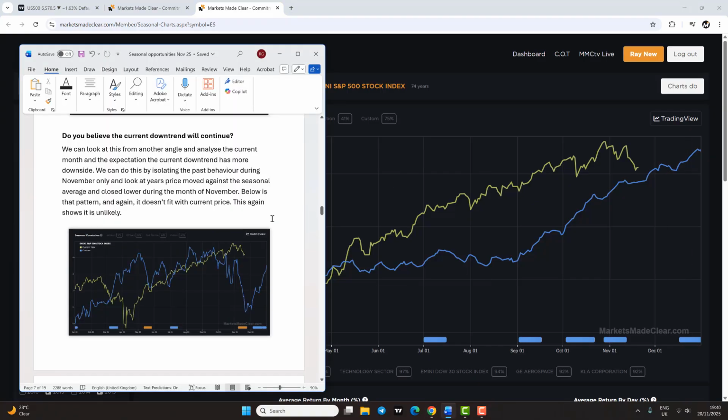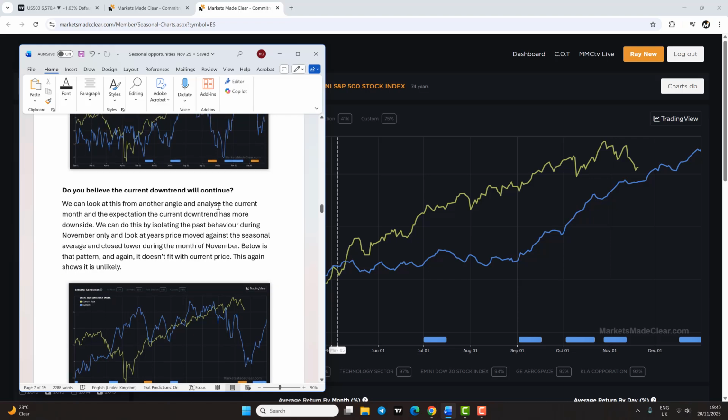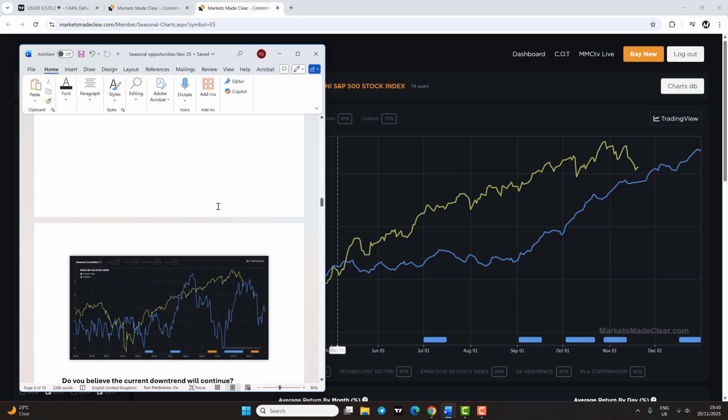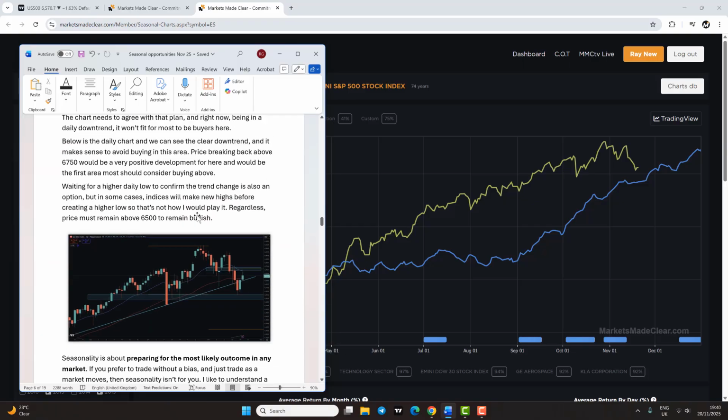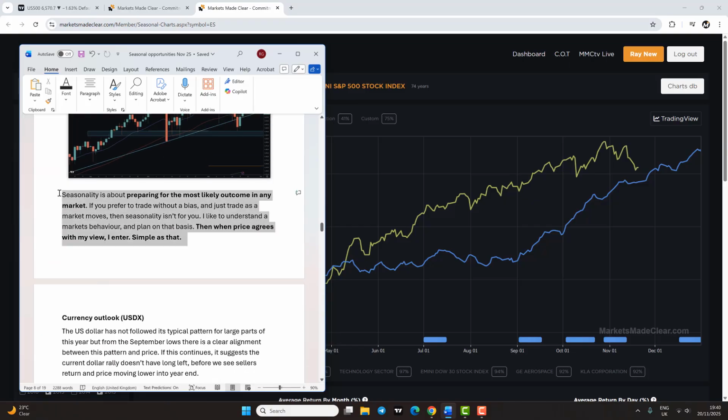So looking at whatever way we can, looking at seasonal patterns. Again, it doesn't mean the market can't decline. It does not mean that at all. We're looking at seasonal patterns. For me, and for the vast majority of people that I know that use seasonal charts, it's about preparing for the most likely outcome. What is this market likely to do? Are we likely to move higher or likely to move lower? How should I be preparing? And that's what seasonal patterns are for.